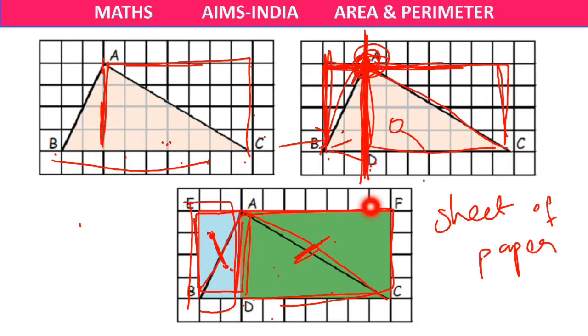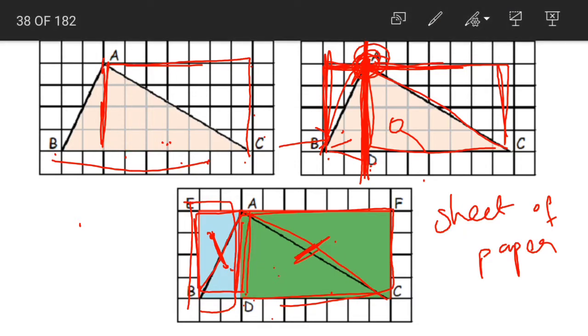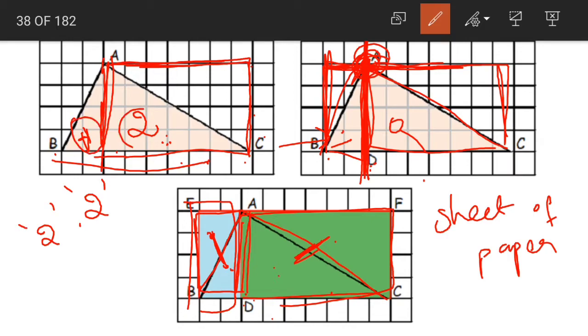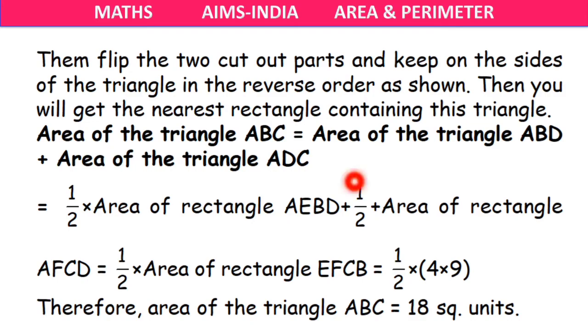But here what happened? First we had one triangle. We have divided it into two triangles, triangle 1 and triangle 2. Now again for each triangle we have drawn it as a rectangle. So we are having two rectangles and two triangles here. See, we are having two triangles. Each triangle is made into a rectangle. So we are having two rectangles. Then flip the two cutout parts and keep them on the sides of the triangle in the reverse order as shown. Then you will get the nearest rectangle containing this triangle.